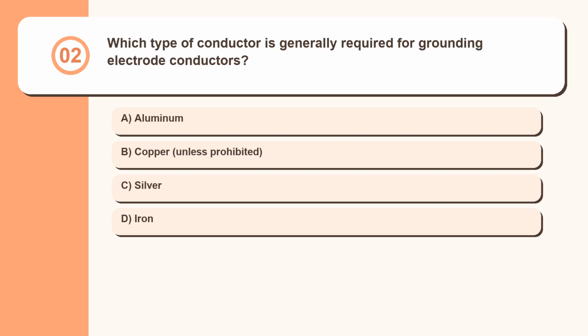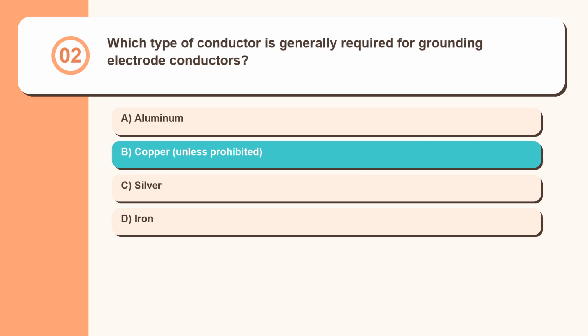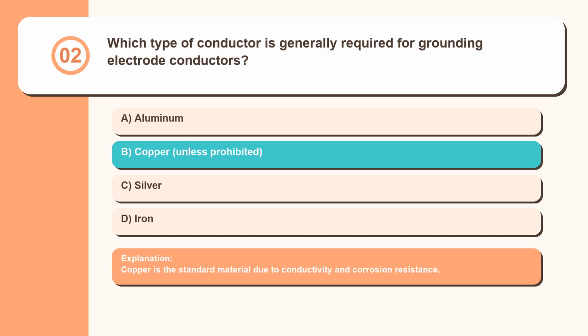Question 2. Which type of conductor is generally required for grounding electrode conductors? Aluminum, copper, and lead prohibited, silver, iron. Copper is the standard material due to conductivity and corrosion resistance.